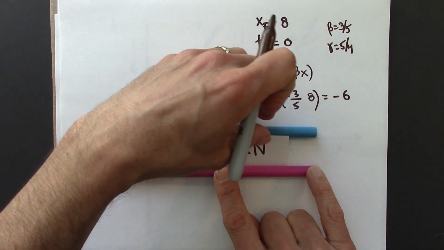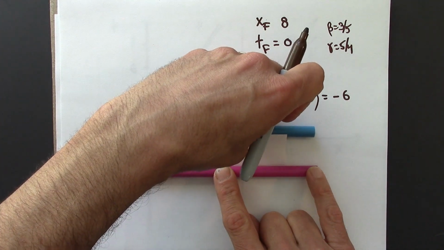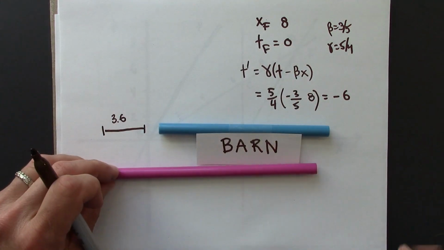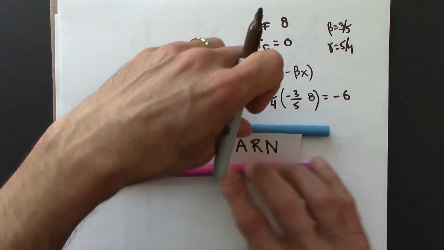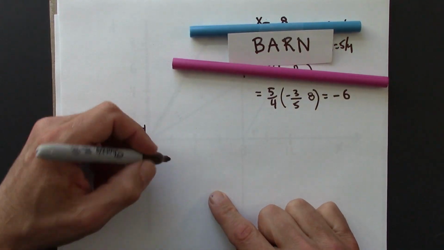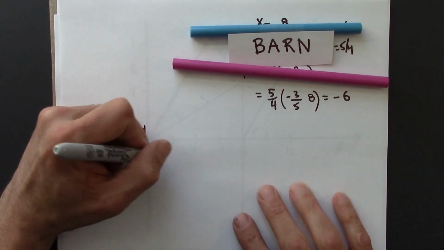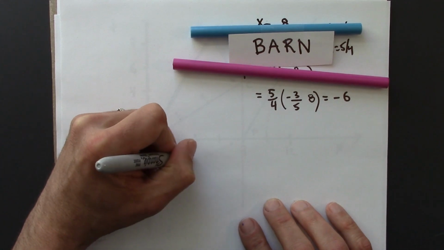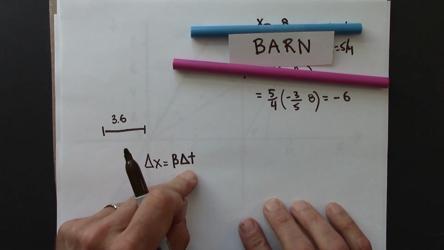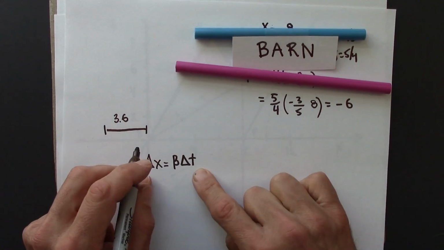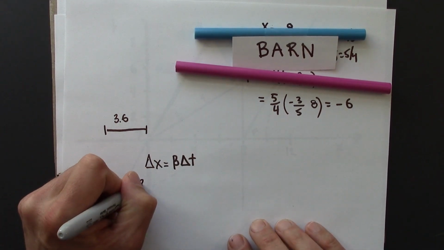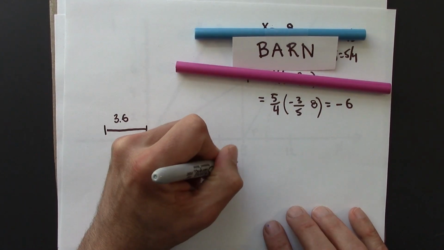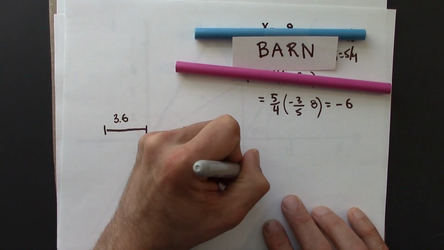So then the question is, how long does it take the barn to move from here to here, to travel 3.6? And we can figure that out because we know how fast the barn is traveling. So let's do that. Delta x is beta delta t. So distance equals rate times time. And I want to know the time, and I know delta x. Let me do this algebraically first. Let's divide by beta. And that's going to be delta t.